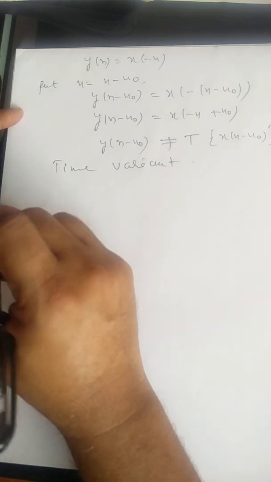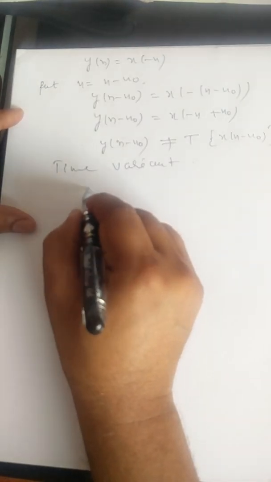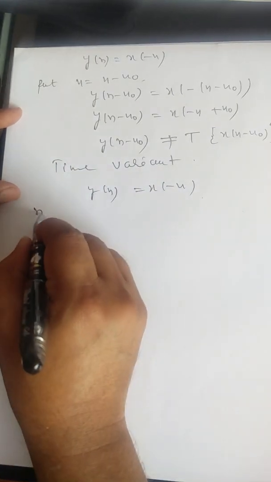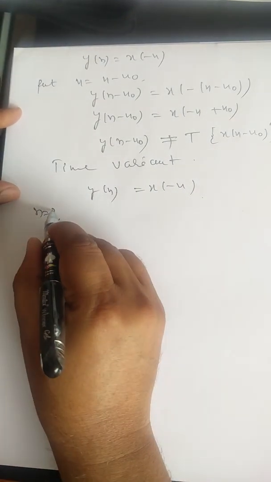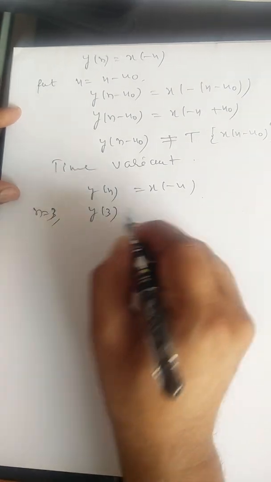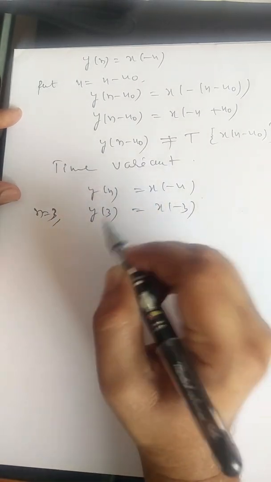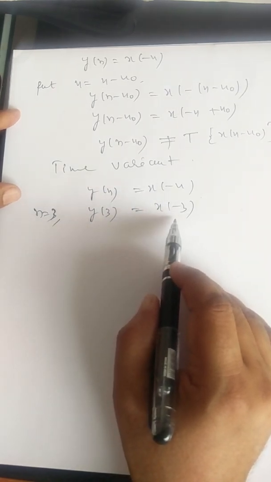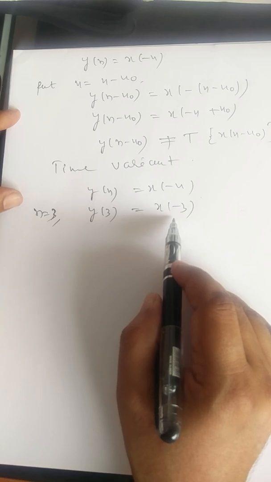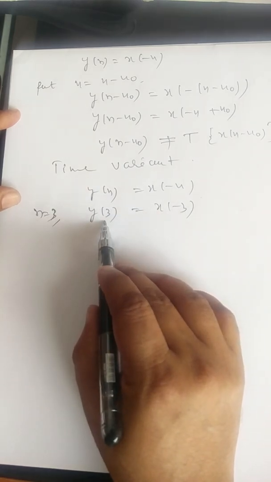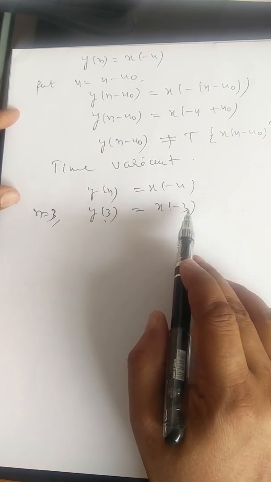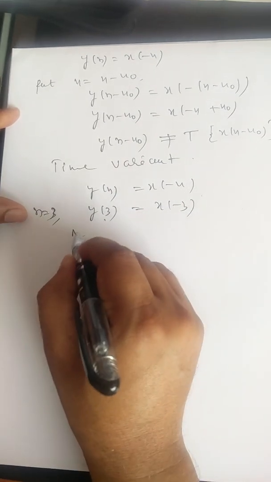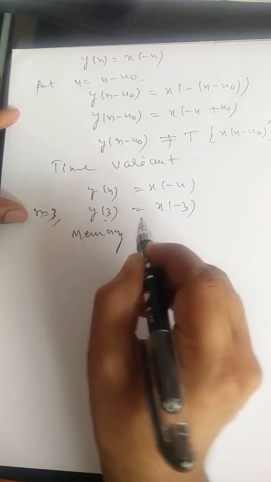Next, memory or memoryless. Here y of n is equal to x of minus n. Suppose I take n is equal to 3, then we get y of 3 is equal to x of minus 3. See, here the output depends upon the past values of the input. It does not depend only on the present values of the input. When observing at n is equal to 3, it requires what was there at n is equal to minus 3. Hence it is a memory system.